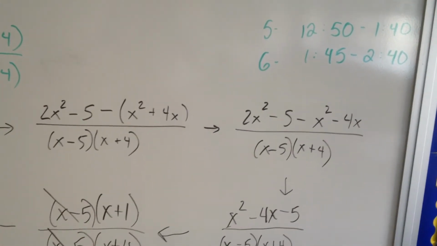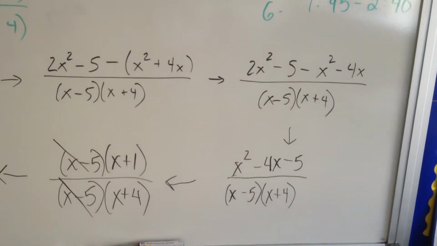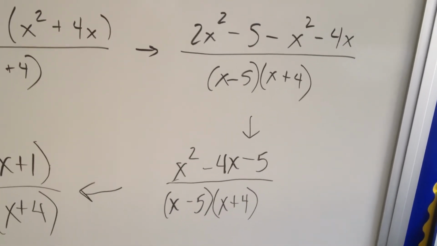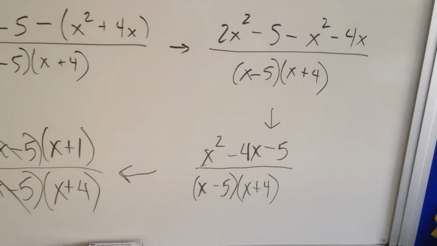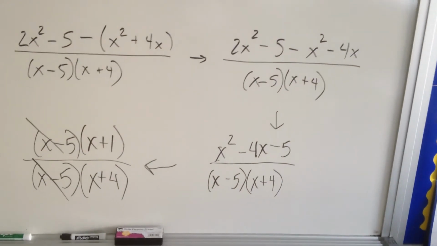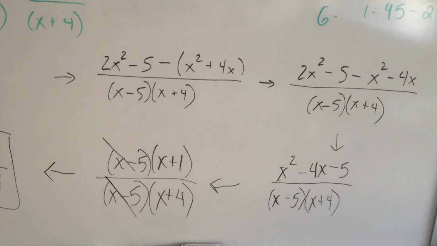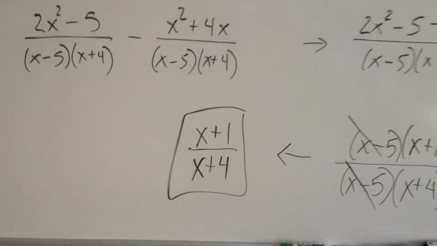And then we just collect like terms on the top, and we end up with x squared minus 4x minus 5, right? I went just straight down from there. And then we'd be finished, but we can still factor further. It's a very long problem. They can't get much longer than this, but it's kind of nice when it works out, right? X minus 5 times x plus 1 is how the numerator factors, and the x minus 5's cancel, and we're left with x plus 1 over x plus 4.